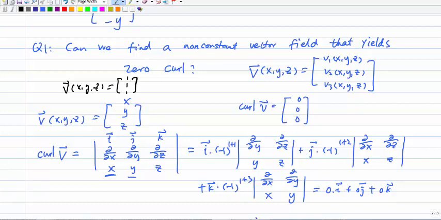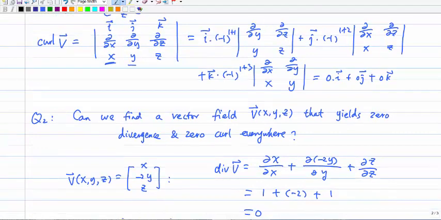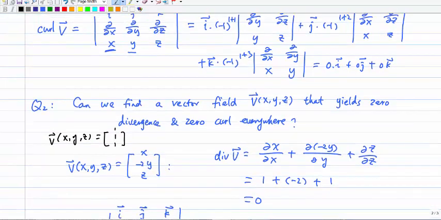The second question is, can we find a vector field that has both zero divergence and zero curl everywhere? Of course, you could have v be 1, 1, 1. This will give you zero curl and zero divergence everywhere, but this is a constant vector field. You could also have a non-constant vector field that yields zero divergence and zero curl.